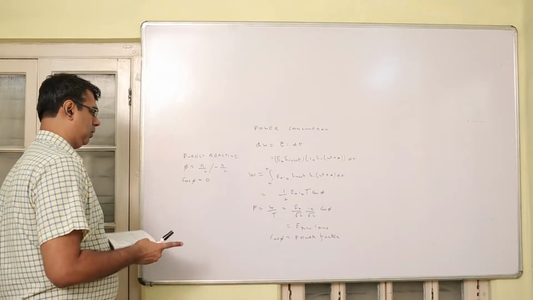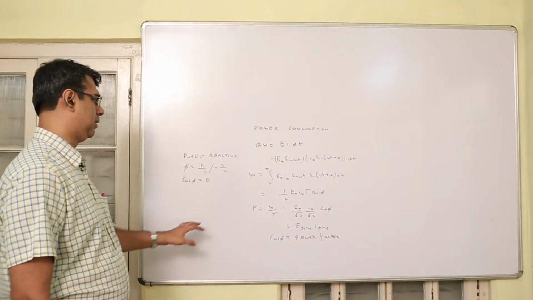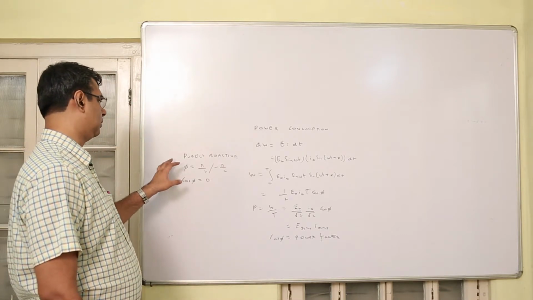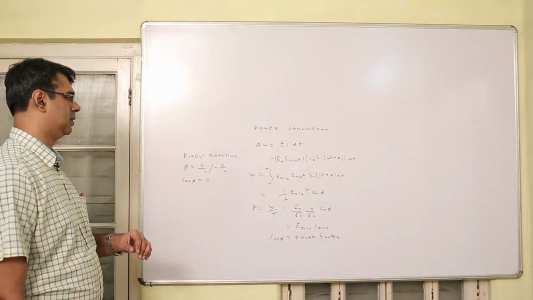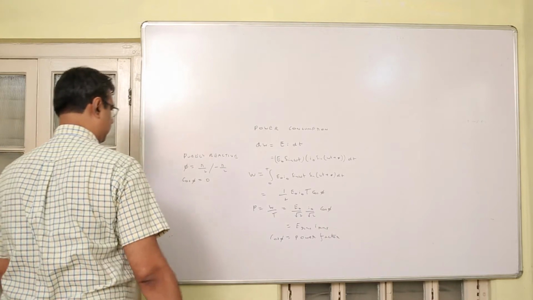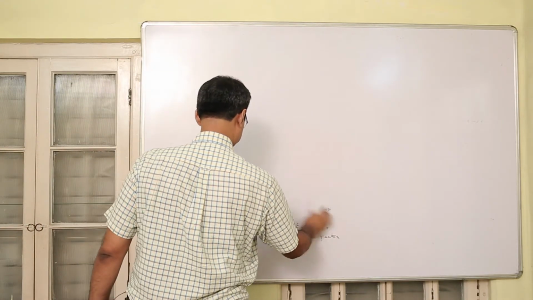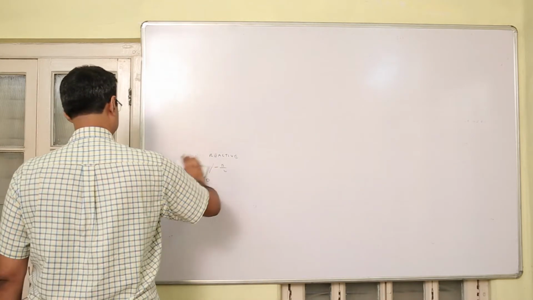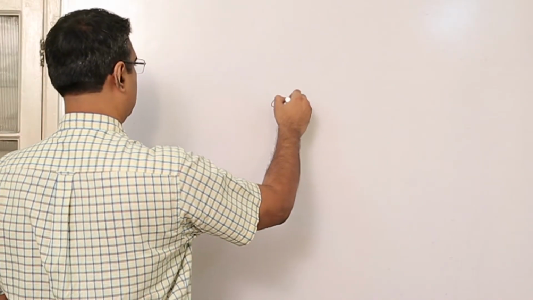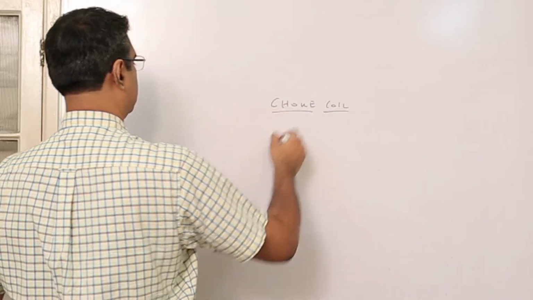So this particular attribute of a purely reactive circuit, or this attribute of inductors and capacitors to give zero power consumption, has a lot of practical applications. So we will now have a look at one such practical application. We will discuss one application that is known as choke coil.